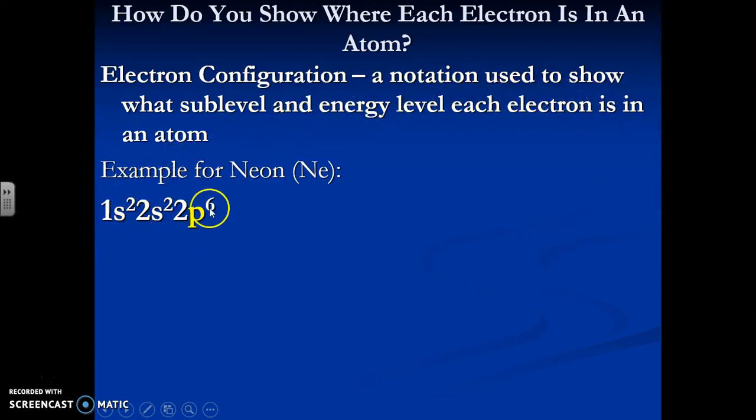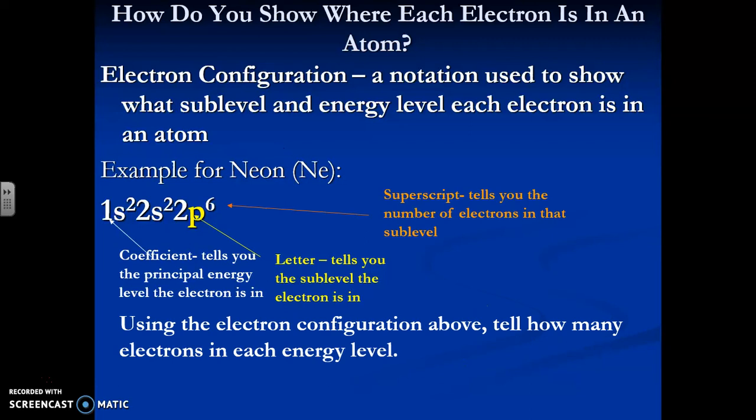Below here we have the electron configuration for neon. If you look at your periodic table, neon's atomic number is 10, and when it's in its neutral form, it has 10 electrons. What this means is that the big number tells you the energy level the electrons are in, the letter tells you the sublevel, and the superscript, which are these little numbers at the top, tells you the number of electrons.